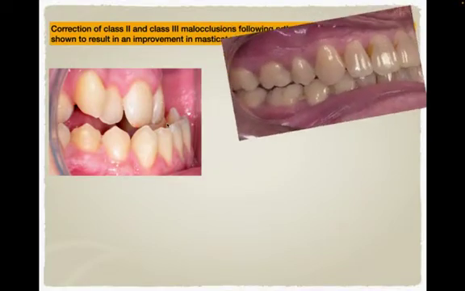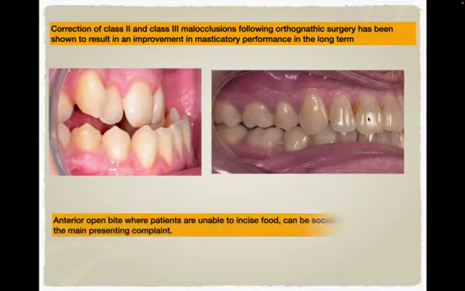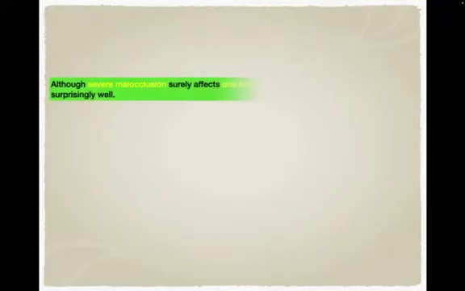So for example, with patients like this who had this negative overjet corrected into this one, their eating and masticatory effect will be improved. Don't forget that patients with anterior open bite as well will struggle to incise food because the teeth in the front can't meet. And they may be socially embarrassed by the presenting complaint. So all of these factors say that sometimes function can be compromised by the malocclusion.